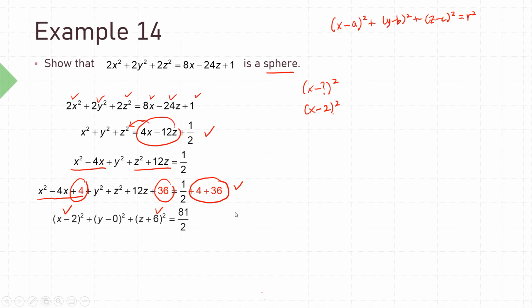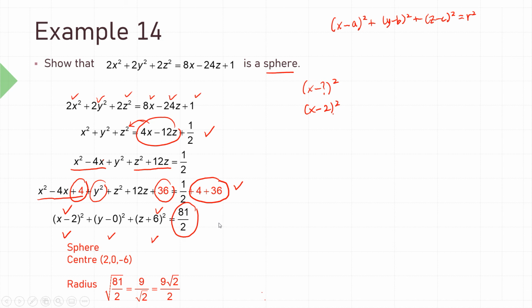Now you can factorize it, so you can write x minus 2 squared. For y, we don't have any other term, so we have y minus 0 squared and z plus 6 squared, and this part will be 81/2. So this is the equation of the sphere with the center 2, 0, -6, and the radius is the square root of this one. We'll get this value.